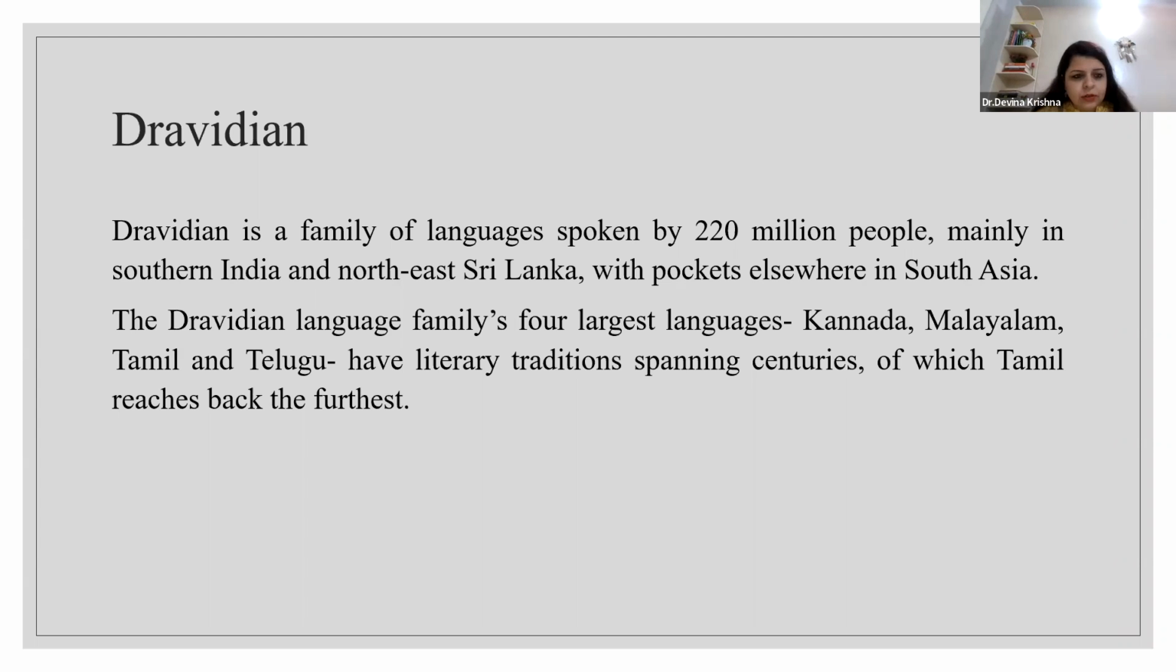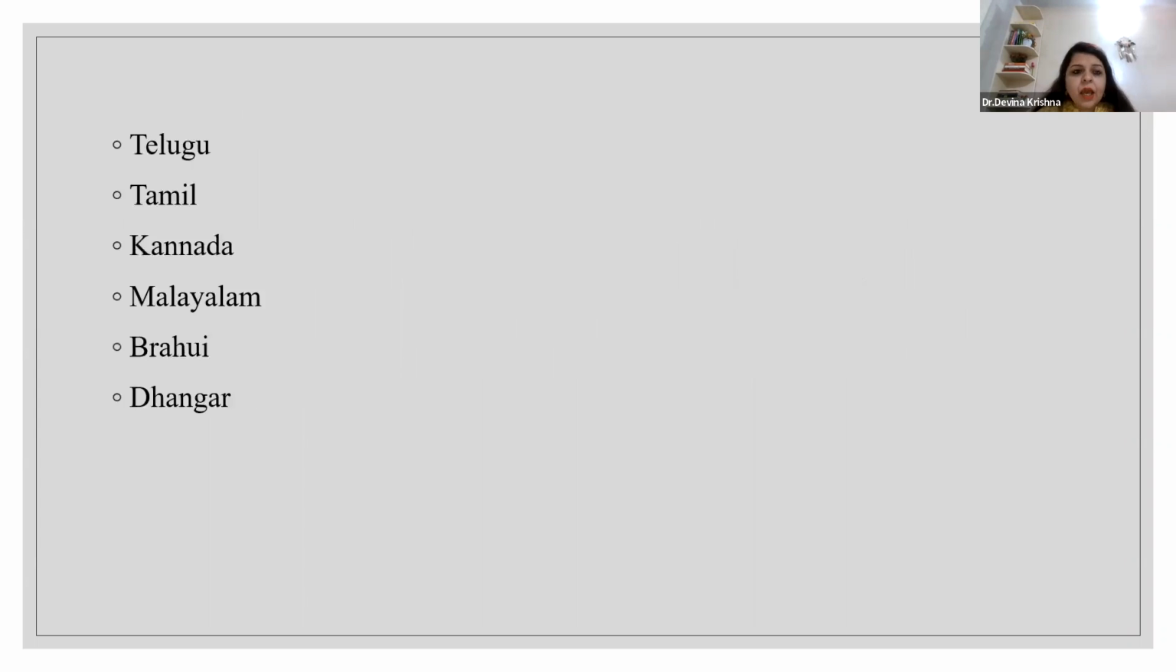When we talk about the Dravidian language group, they actually occupy the southern part of India. However, Kurukh and Malto, the two languages of the same family that are spoken in central India, are known as North Dravidian languages. The term is reserved to include Brahui also, the only Dravidian language spoken in northwest Pakistan. So we have these major Dravidian languages: Telugu, Tamil, Kannada, Malayalam, Brahui, Dhangar.